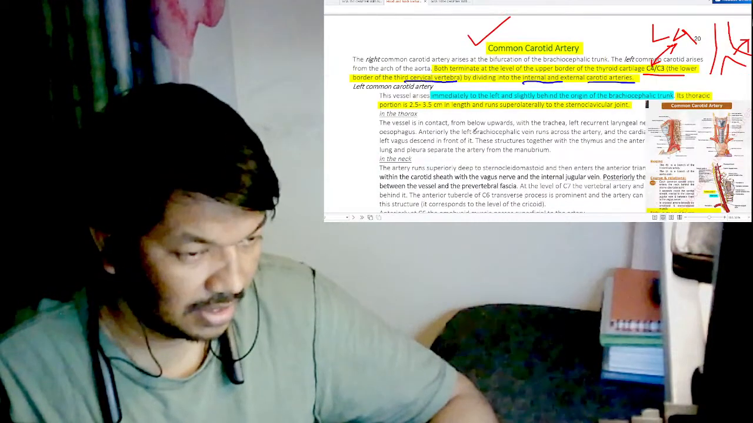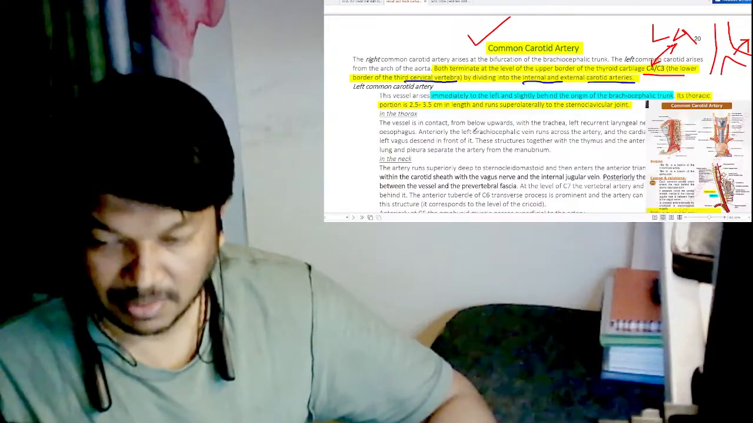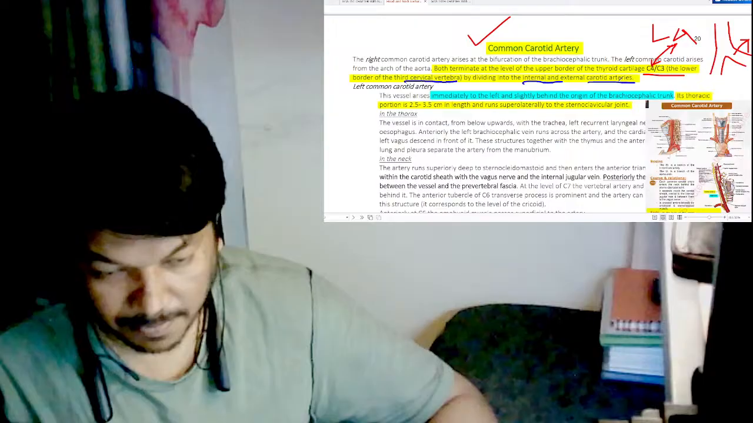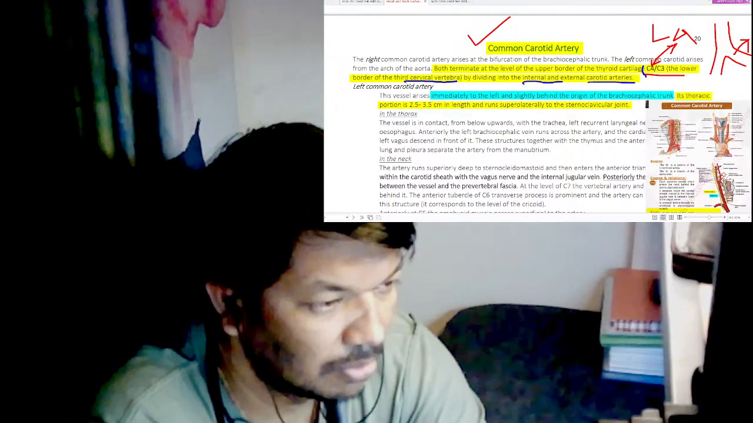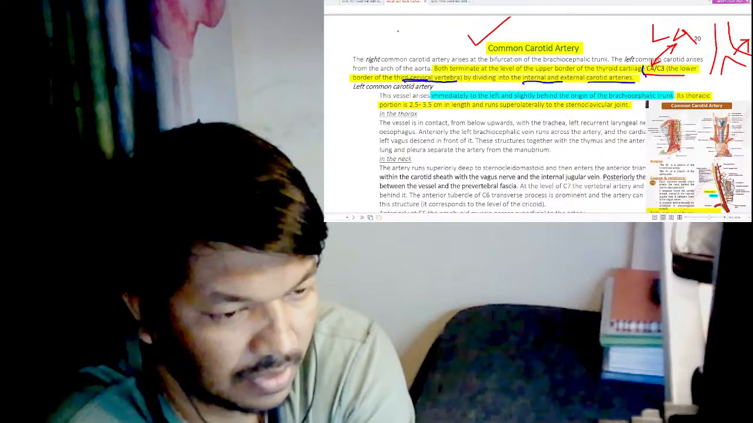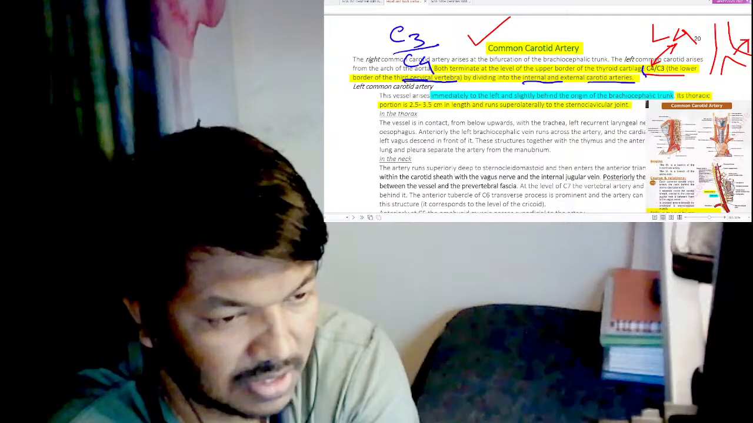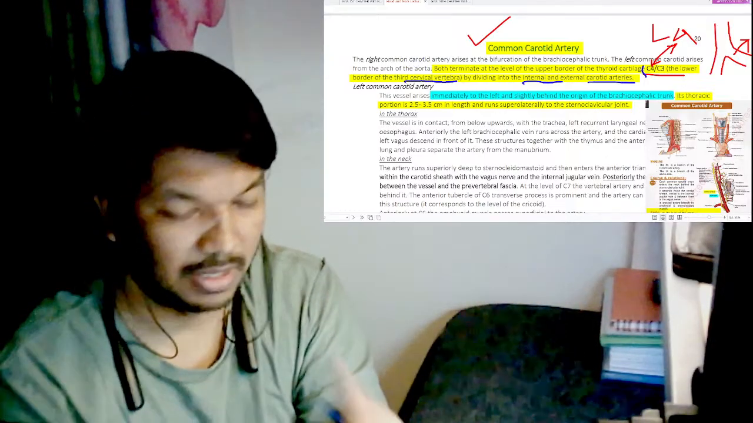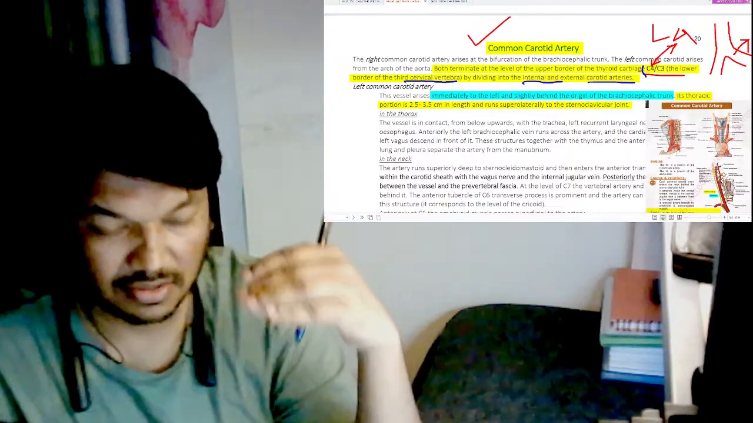Common carotid artery mainly bifurcates at the lower border of C3, at this level, in between C3 and C4. So the common carotid artery bifurcates into external and internal carotid artery at the level of C3.